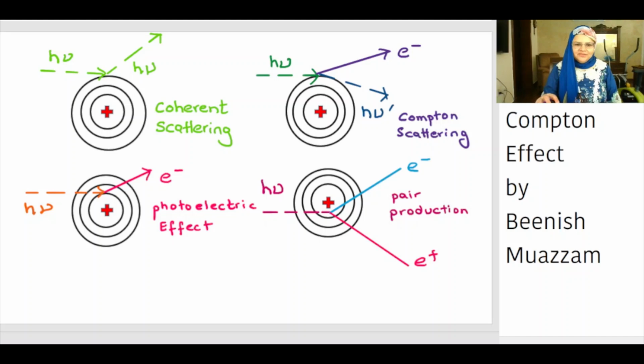In the photoelectric effect, a photon interacts with an inner shell electron of the atom and removes it from its shell. Pair production results in complete attenuation of the incident photon. As the photon interacts with the strong electric field around the nucleus, energy gets converted to matter, producing one electron and one positron.